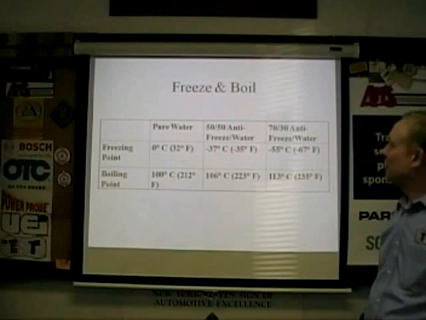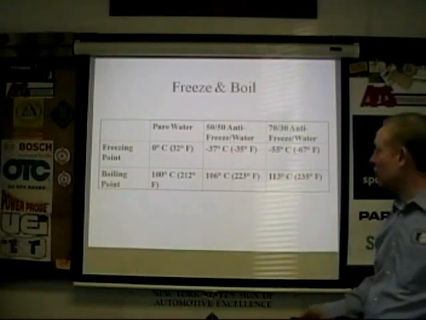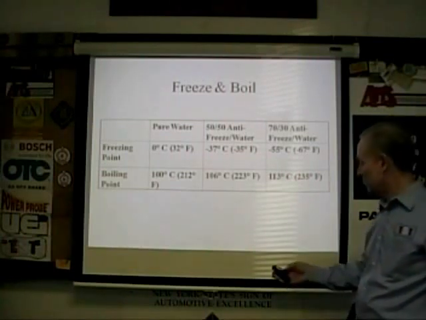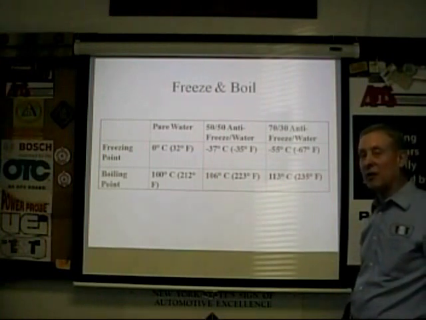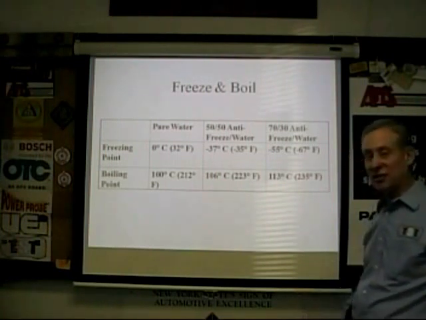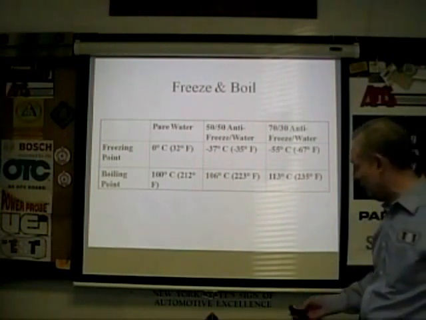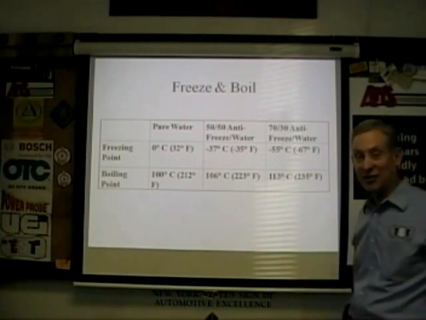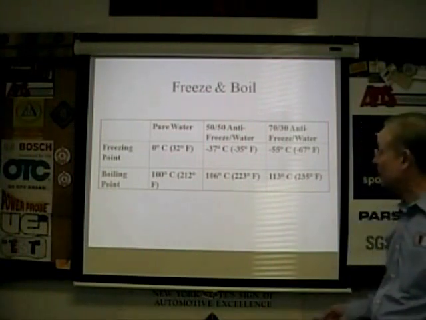All right, freeze and boil. There's a chart here. We don't have to go over this. You can read it on a can. The bottom line is water is a great coolant, but it freezes at 32 degrees, it boils at 212 at atmospheric pressure, and it also is a wonderful corrosion promoter.